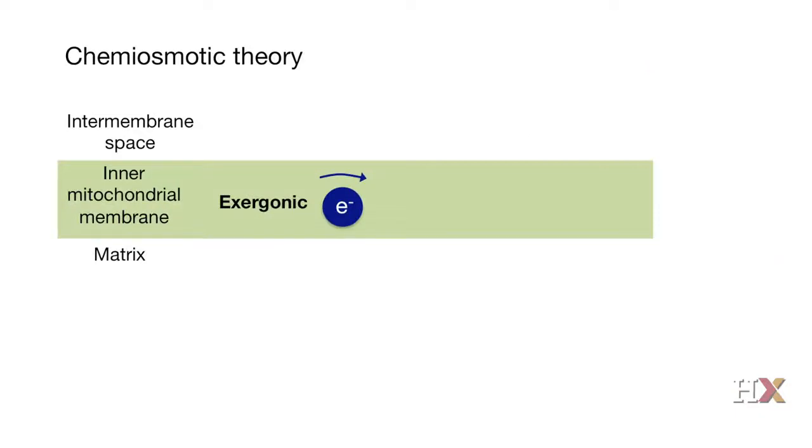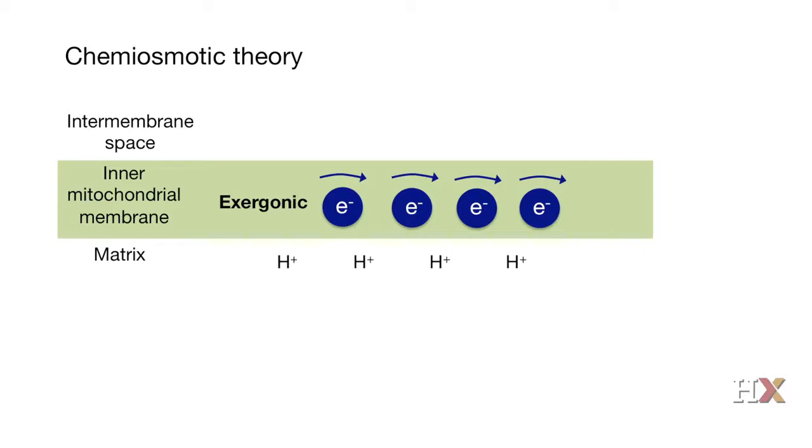How does the electron transfer lead to ATP synthesis? The answer is based on the chemiosmotic theory that was proposed by Peter Mitchell in 1961. Electrons are transferred through a series of carrier molecules and proteins. The electron flow moves in a downhill exergonic direction, providing energy to power the uphill transport of protons across the inner membrane from the mitochondrial matrix to the intermembrane space.